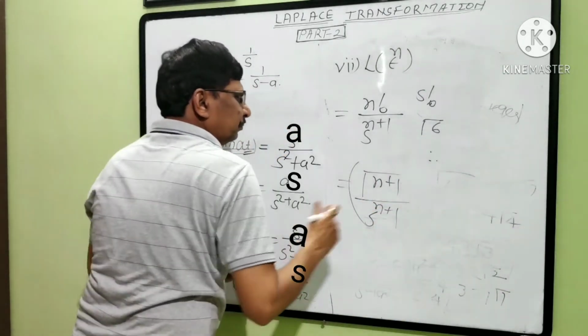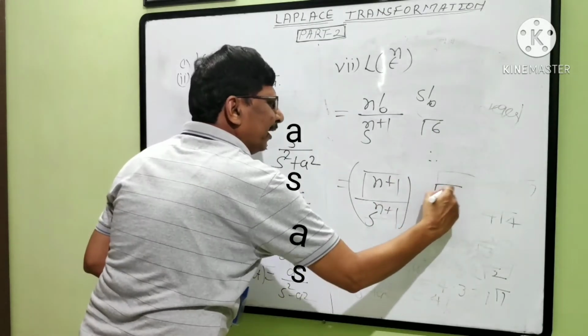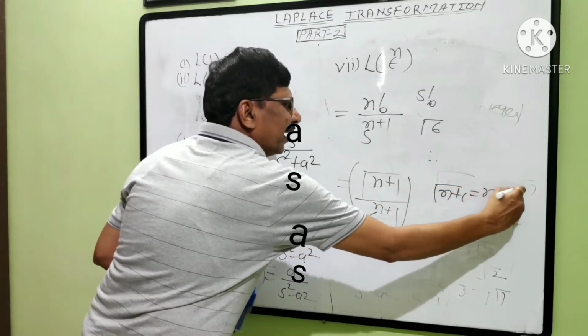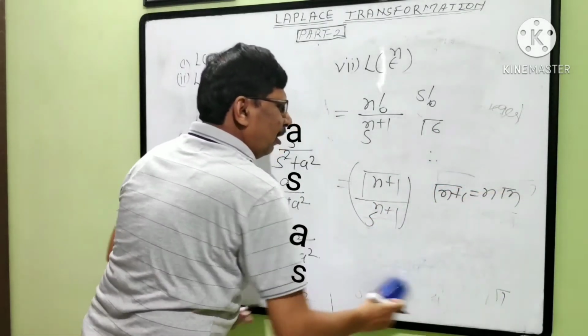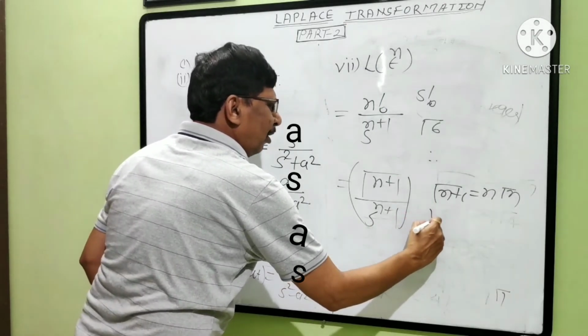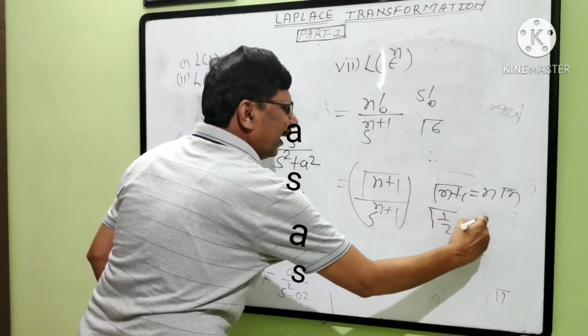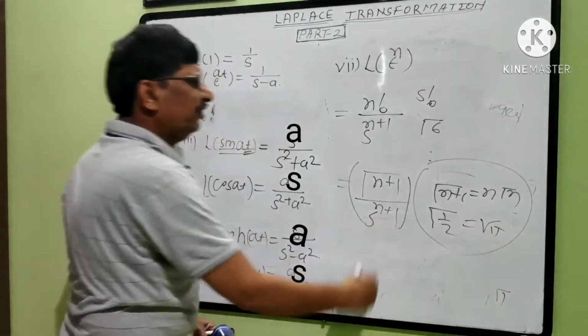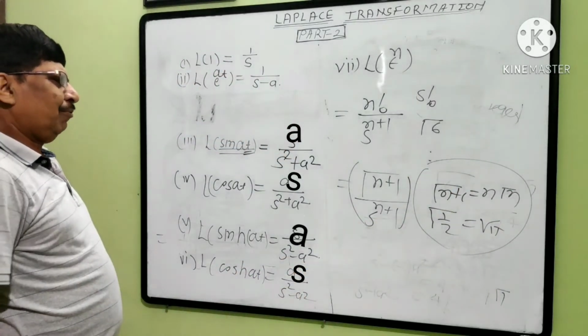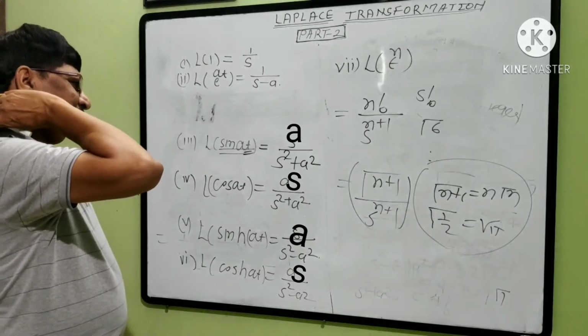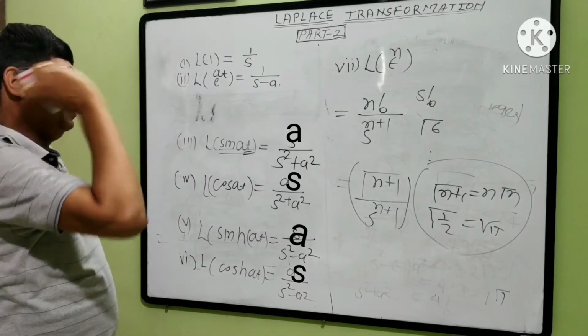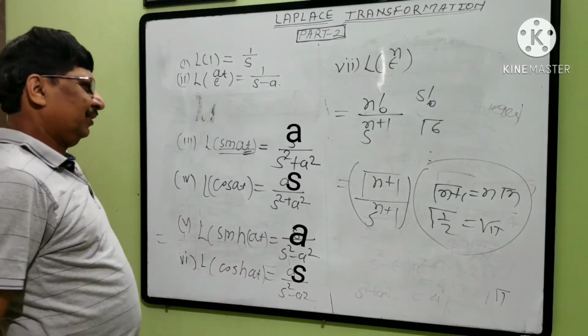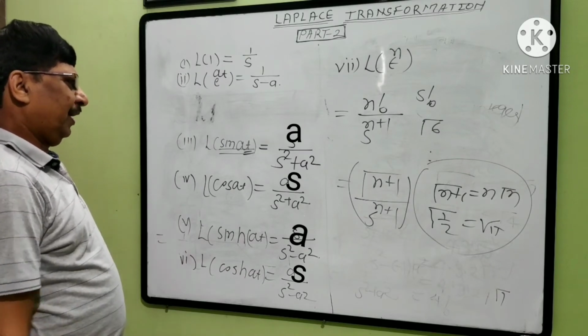Write this formula. Which formula? Gamma of n plus 1 is n into gamma of n. Again write gamma of half. That is root pi. Note down this in this topic. Gamma of half is root pi. It will come in beta and gamma function. Gamma of half is root pi. Okay.